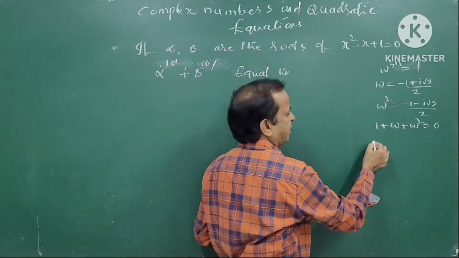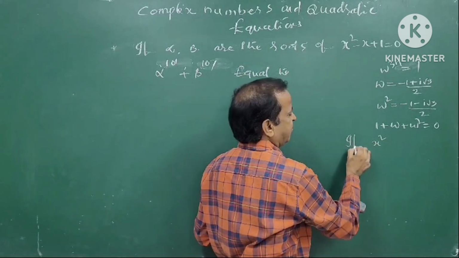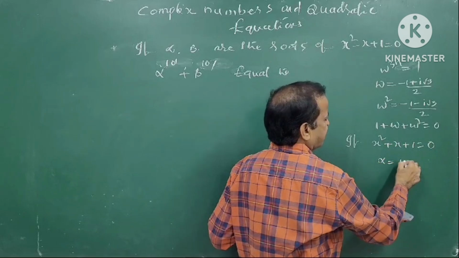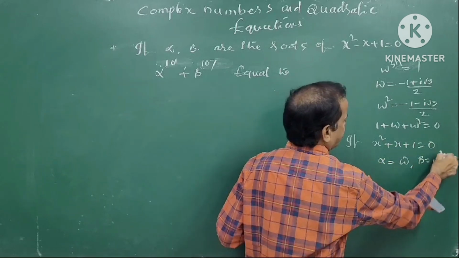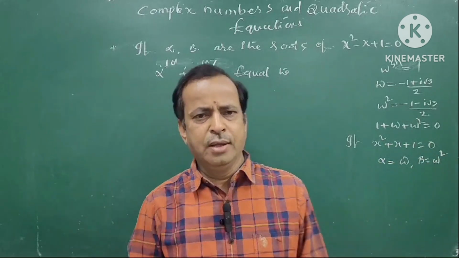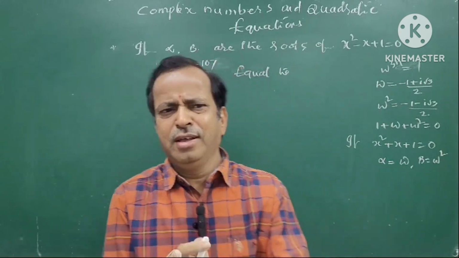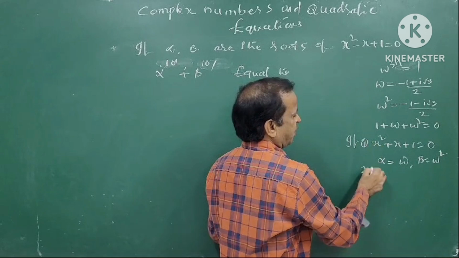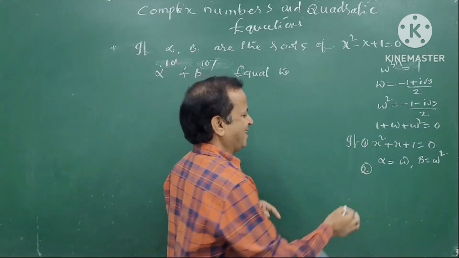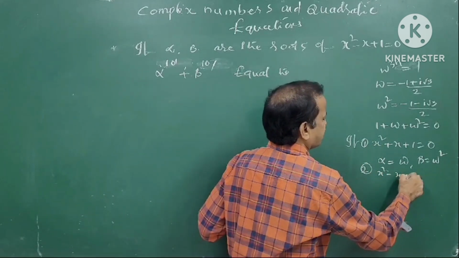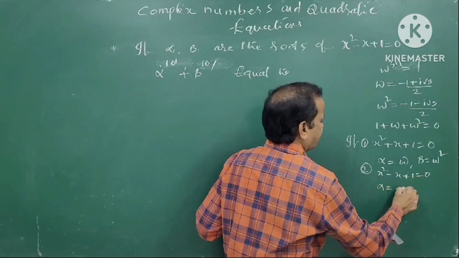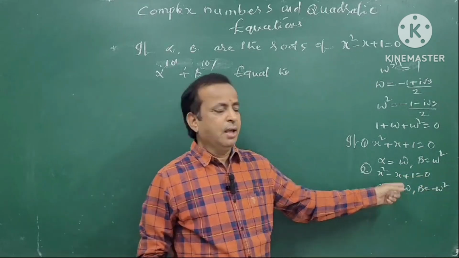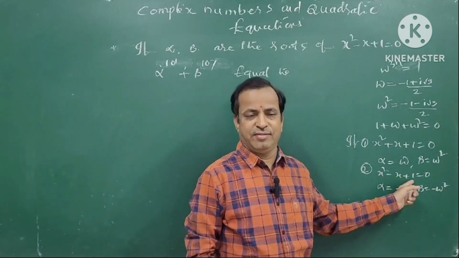Some shortcuts to remember. If the equation given is x square plus x plus 1 equal to 0, you take alpha equal to omega and beta equal to omega square, where alpha, beta are the roots. Next, for x square minus x plus 1 equal to 0, you take alpha as minus omega and beta as minus omega square. Why? Because minus omega satisfies this equation.